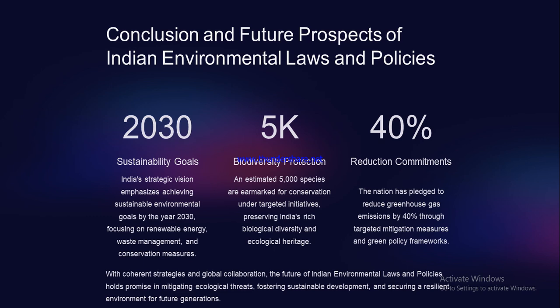So in conclusion and future perspective of Indian environmental laws and policies, a goal has been set for sustainability by the end of the year 2030. Okay, 2030 has been set as the sustainability goal year. India's strategic vision emphasizes achieving sustainable environmental goals by 2030. 5,000 biodiversity protections have been estimated, and there has been an estimate that a 40% decrease in emissions will be achieved. So these are all the postulates, these are all the visions that have to be achieved, and for that mass participation is required.